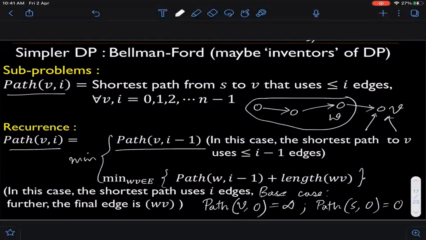So this is just to make the thing clean, but you are absolutely right. In the absence of negative cycles, you can get rid of the first case. You don't need the first case of the recurrence. Yeah, you can as well write the second one and get away.